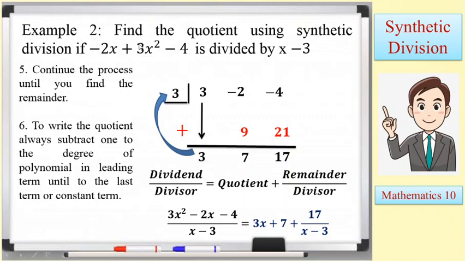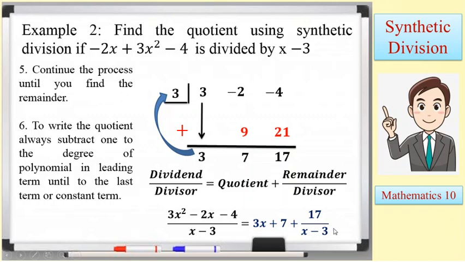So, ang leading term natin ay 3x squared kasi siya yung may pinakamataas na degree. So, magsusubtract lang tayo ng 1. That is 2 minus 1 is equals to 1. Ayan, kaya siya naging 3x, imaginary 1. And then, imaginary 1 minus 1, the answer is 0. Kaya naging constant term na lang yung 7 natin. Okay, wala na siyang variable x. And then, plus 17 over x minus 3.